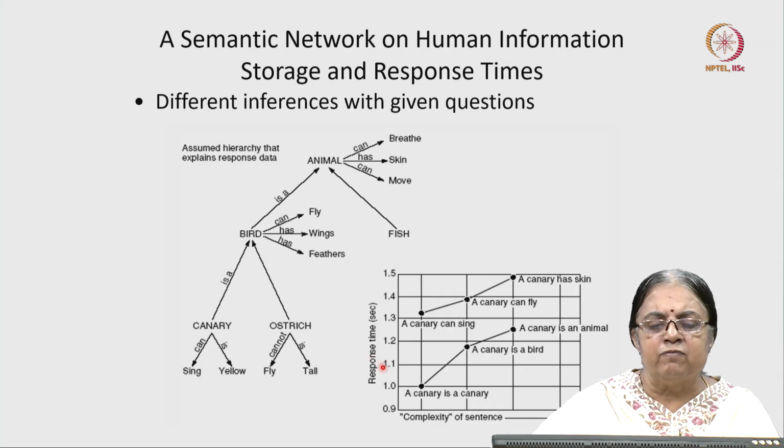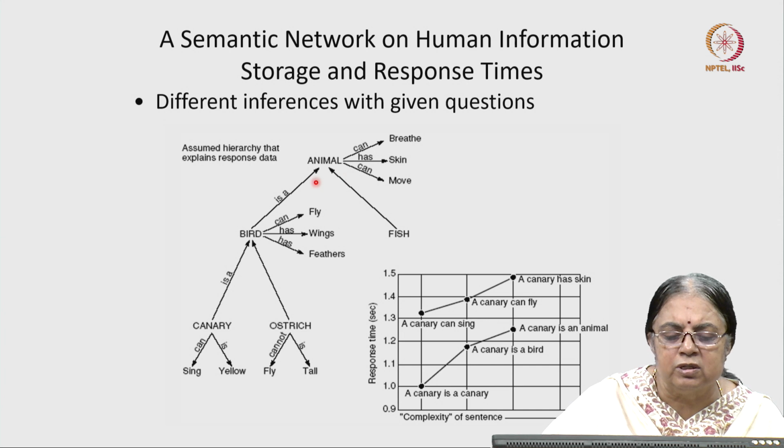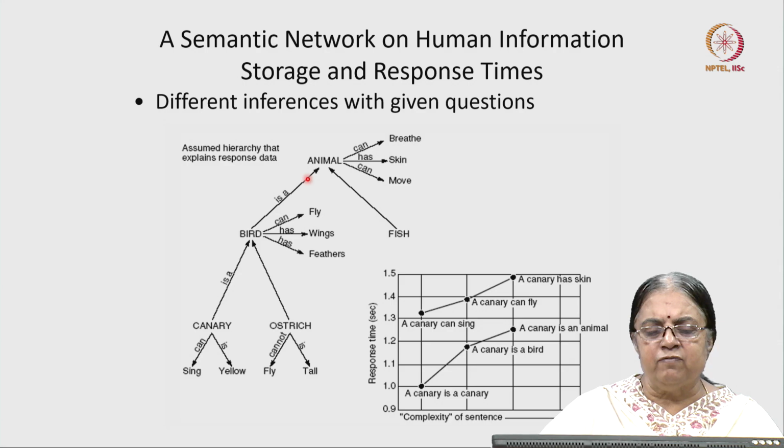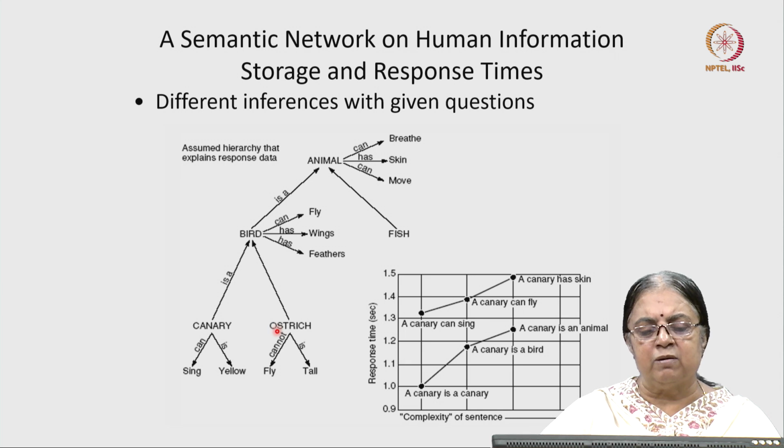Here you have a semantic network in the form of a hierarchy. You have an animal. Animal can breathe, it has skin and it can move. Then you have bird and fish, which are is-a links: bird is an animal, fish is an animal. Bird can fly, bird has wings, bird has feathers, etc. Then you have things like canary, ostrich, etc., which are specific birds.